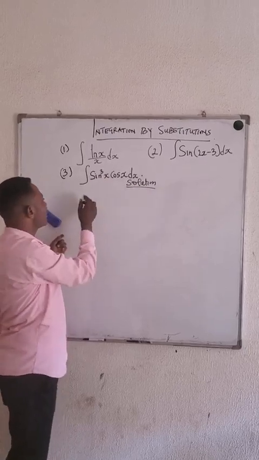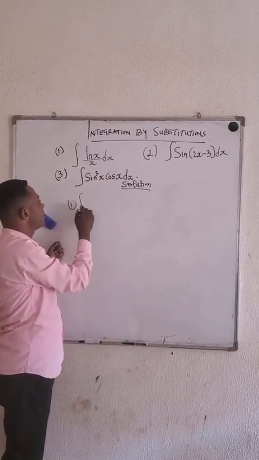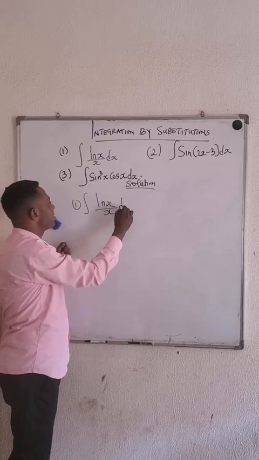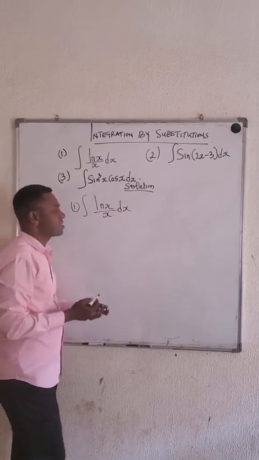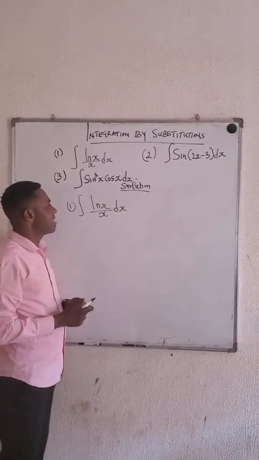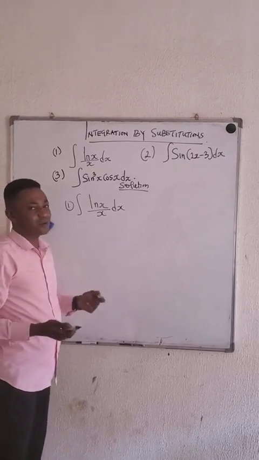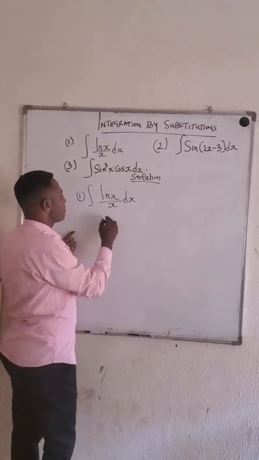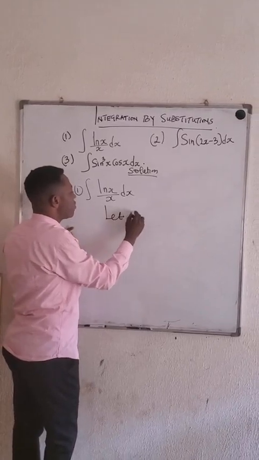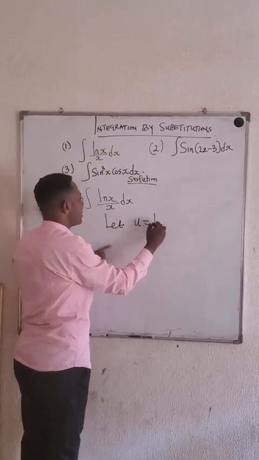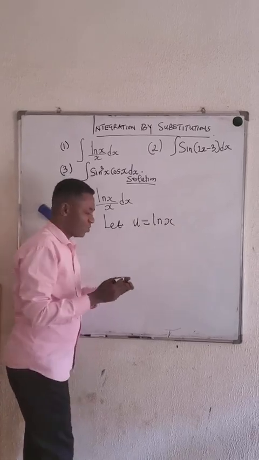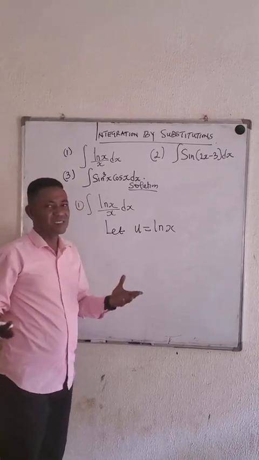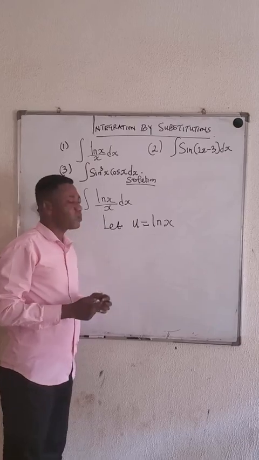The first one is, number one, integrate ln x all over x dx. Ln x all over what? x dx. Ln x is just like logarithm. Now, we say by substitution. So let u be equal to ln x. We are substituting u to be what? Ln x. It therefore means anywhere we see ln x, we put what?